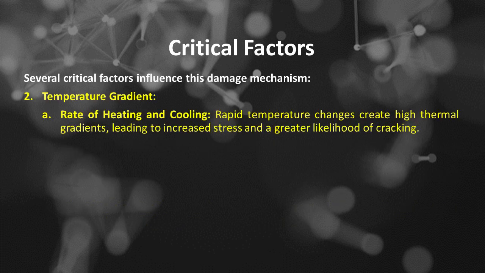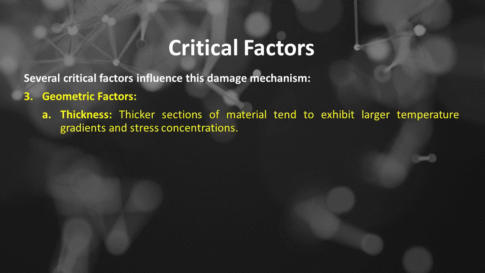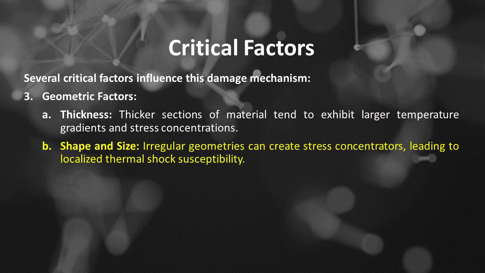Number 2 is temperature gradient, including, the first is rate of heating and cooling. Rapid temperature changes create high thermal gradients, leading to increased stress and a greater likelihood of cracking. The second is magnitude of temperature change. The larger the temperature change, the more significant the stresses that develop due to thermal expansion or contraction. Number 3 is geometric factors, including, the first is thickness. Thicker sections of material tend to exhibit larger temperature gradients and stress concentrations. The second is shape and size.